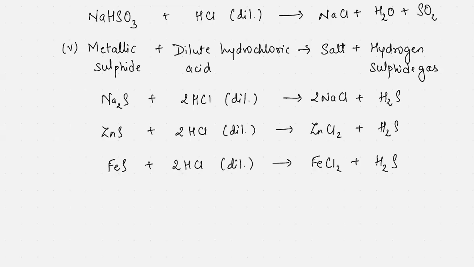When dilute hydrochloric acid reacts with a metallic sulfide, the product formed is salt plus hydrogen sulfide gas. The observation here will be a gas with rotten egg smell is evolved, which turns moist lead acetate paper silvery black.